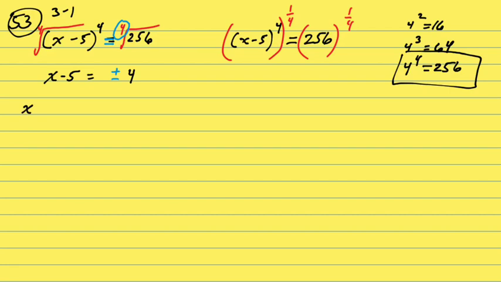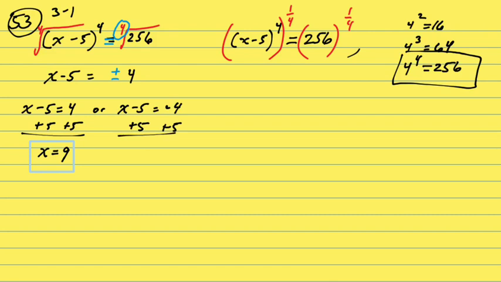So that means x minus 5 will either equal positive 4 or x minus 5 will equal negative 4. If you add 5, you get x to equal 9. And if you add 5, you'll get x to equal 1. Now, whether you did it with the fourth root or the 1/4 power, we should get the same result.